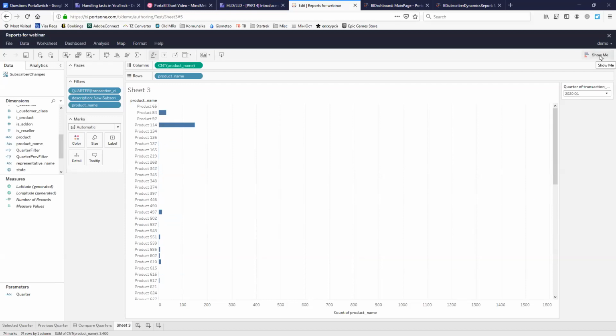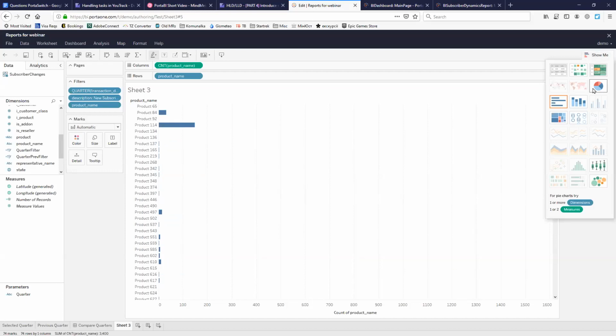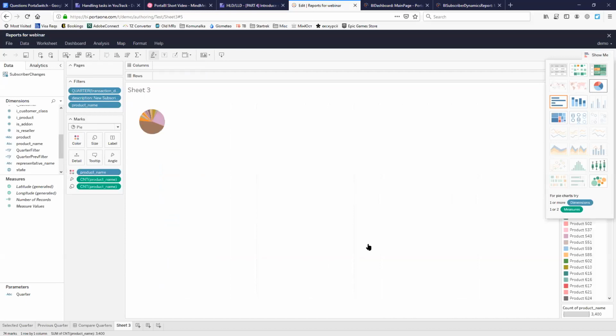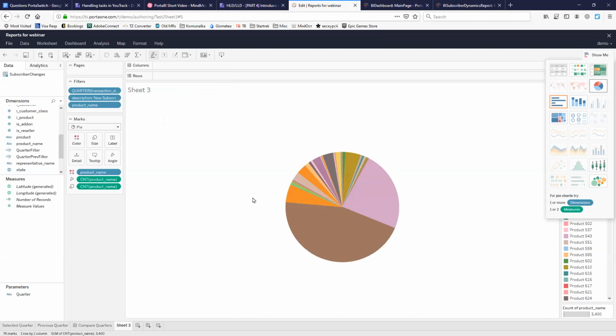Let's change the presentation. Let's go to a pie chart. Okay, that's a bit better, right? Of course, the pie chart is too small, so let's make it full screen. And I'm saying that my graph needs to take the entire view. That is even better.